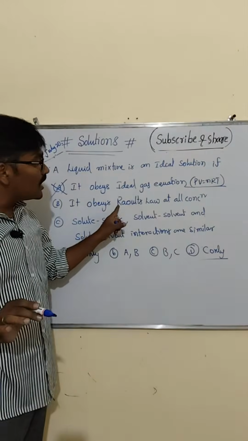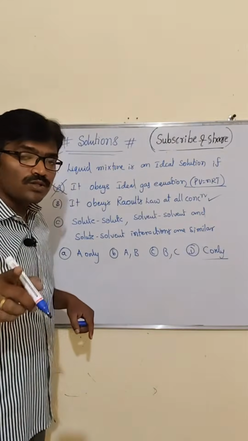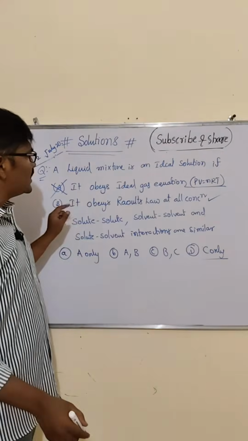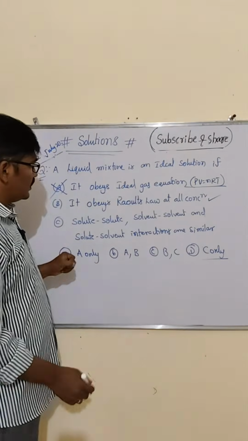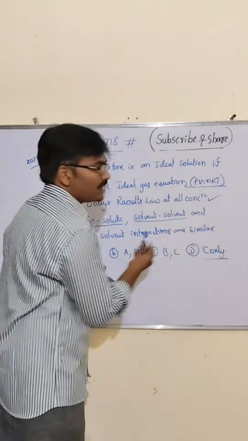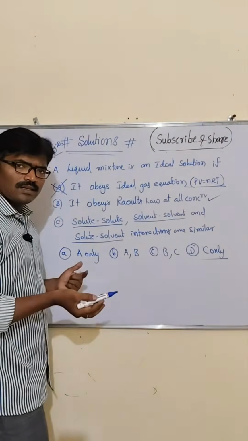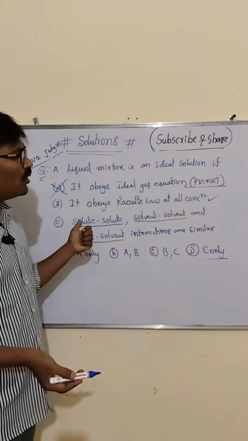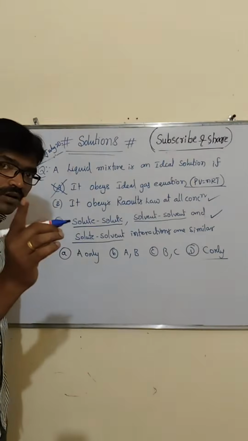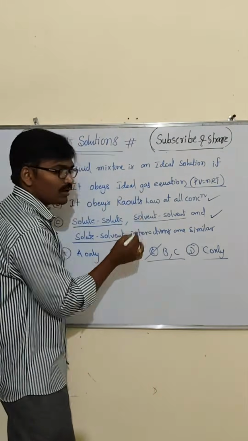Then it obeys Raoult's law at all concentrations. So the solution which obeys Raoult's law at all concentrations is called an ideal solution. Next, the solute interactions, then solvent interactions. The solute-solvent interactions are similar. Yes, exactly. So then only we call it an ideal solution. So B and C, both statements are correct, right? So once both statements are correct, C is the correct option for this.